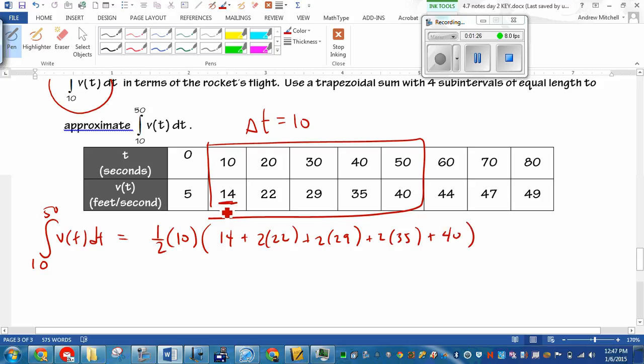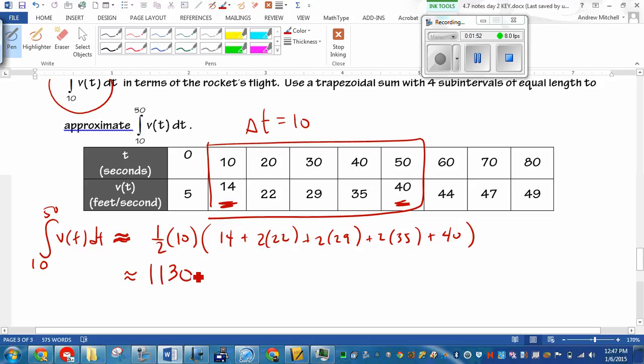Remember, first and last ones are only used once, and everything in between is used twice, because it's part of 2 different trapezoids. If we were to go ahead and add all that up, since we're doing approximation, this is approximately equal to 1,130. But we're asked to figure out what units this is.